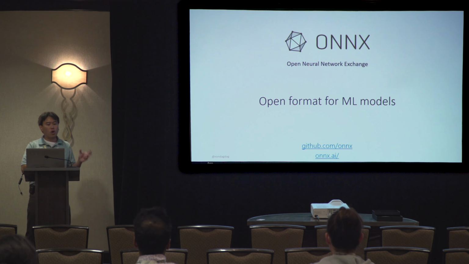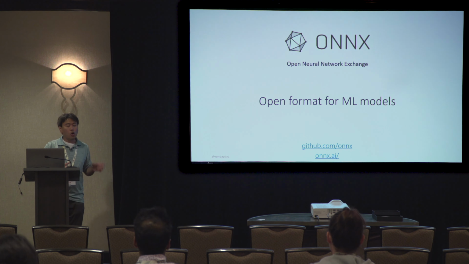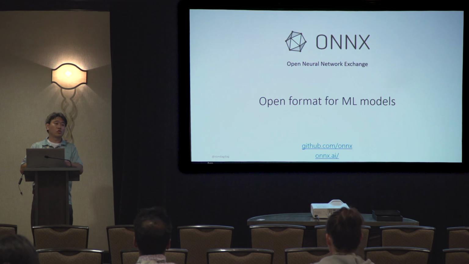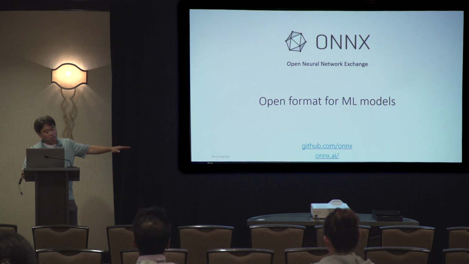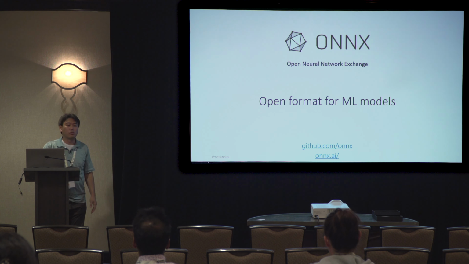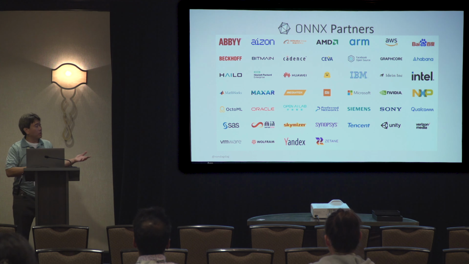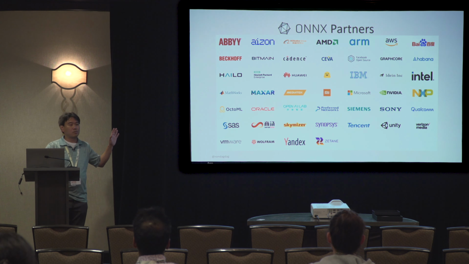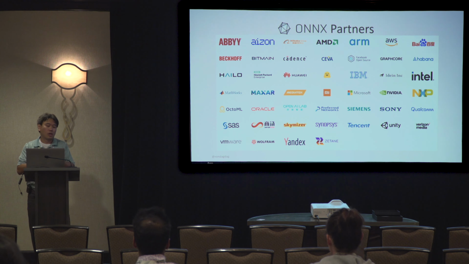ONNX is Open Neural Network Exchange. It's an open format for machine learning models. It's not just limited to neural networks. Traditional machine learning spec is also available. It is on GitHub. If you go to github.com/ONNX, or the best place to learn more about ONNX is ONNX.ai. Every time I present about ONNX, I have to update this because there are a lot of partners out there that are contributing to this open source project.